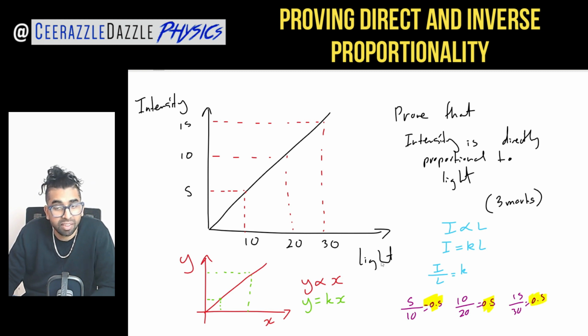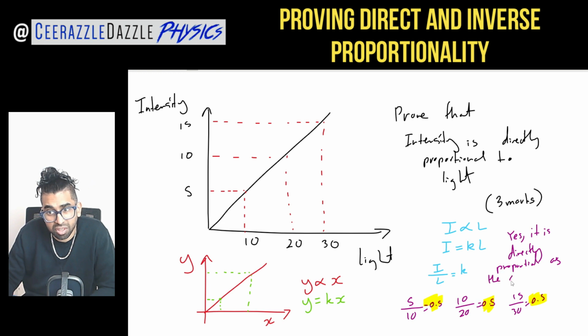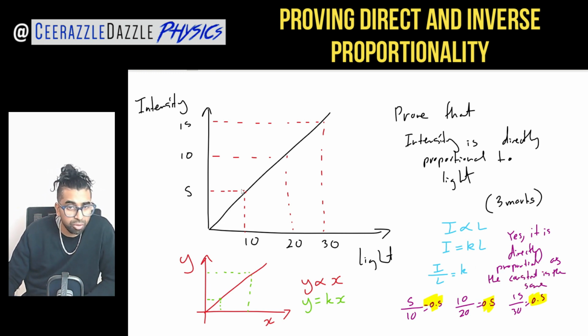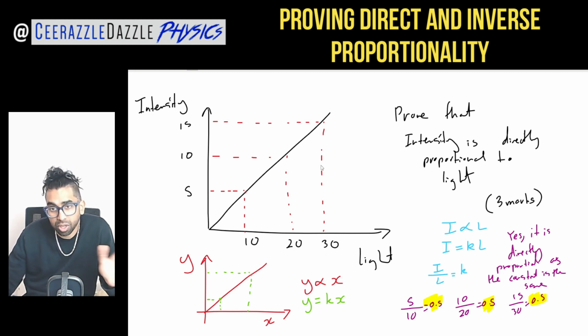Therefore we can say that yes, this is directly proportional. The reason why is because K is always the same. So we can make our final statement that yes, it is directly proportional as the constant is the same. Easy stuff. So there we go, this is how you do it. Once again, you find the value of the constant at 3 different points, using all the pairs of values, and then you just check it's the same each time. So this is for if it's directly proportional.